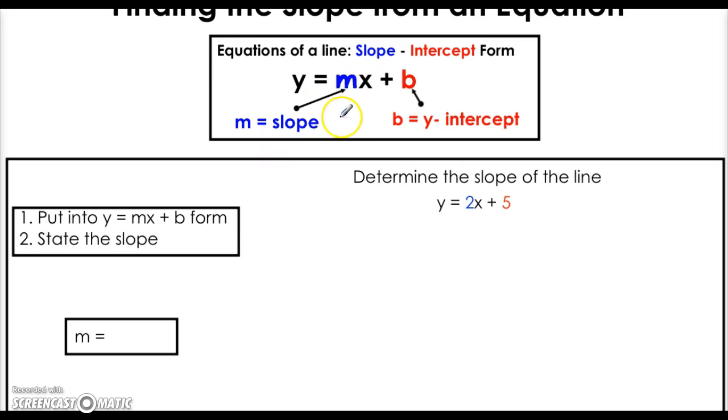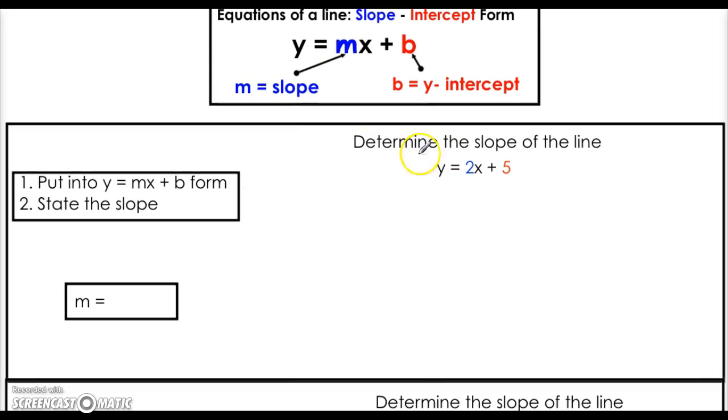So let's just take a look here. Whatever's in front of x, remember, is your slope. So we want to determine the slope of y equals 2x plus 5. What is our slope? Well, like I said before, whatever's in front of x is your slope. So in this case, your m is going to just be equal to 2. It's that simple.